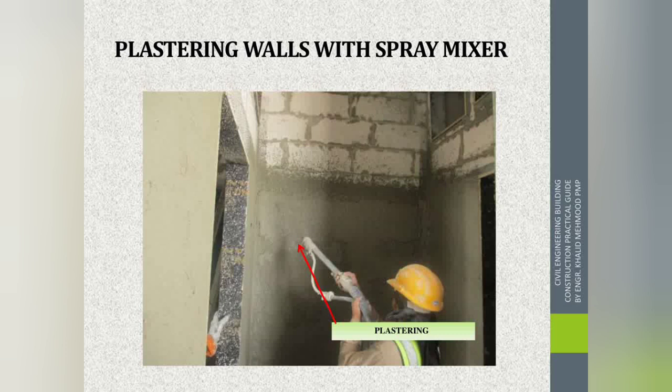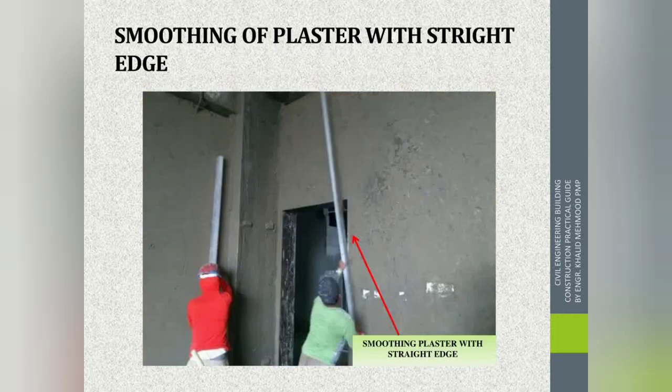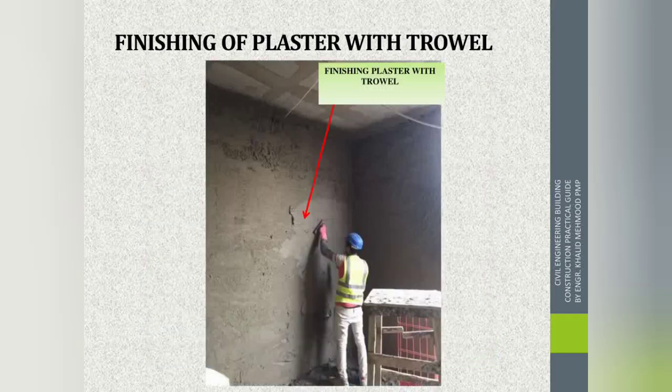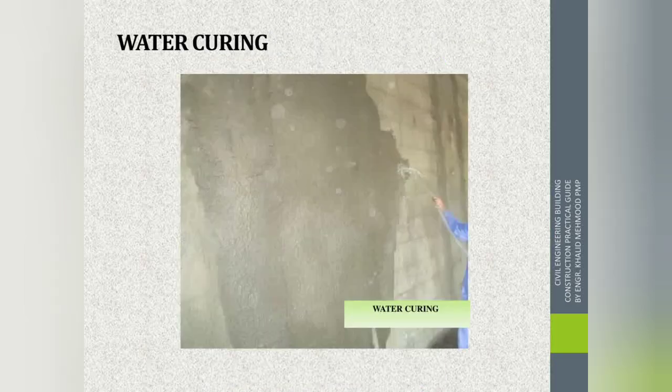Now we have started the plaster. We are doing the spray machine plaster. There's no difference between spray machine plaster and manual plaster. Only that one is mixed by machine, and the other is mixed by people. No difference. Now we are smoothing the plaster with a straight edge, and then we will finish the plaster with troweling. Finishing is going on with a trowel. Just keep in mind, there should be no undulation in the plaster horizontally or vertically, and it will be checked with a straight edge. Next day we'll start the water curing for the plaster.